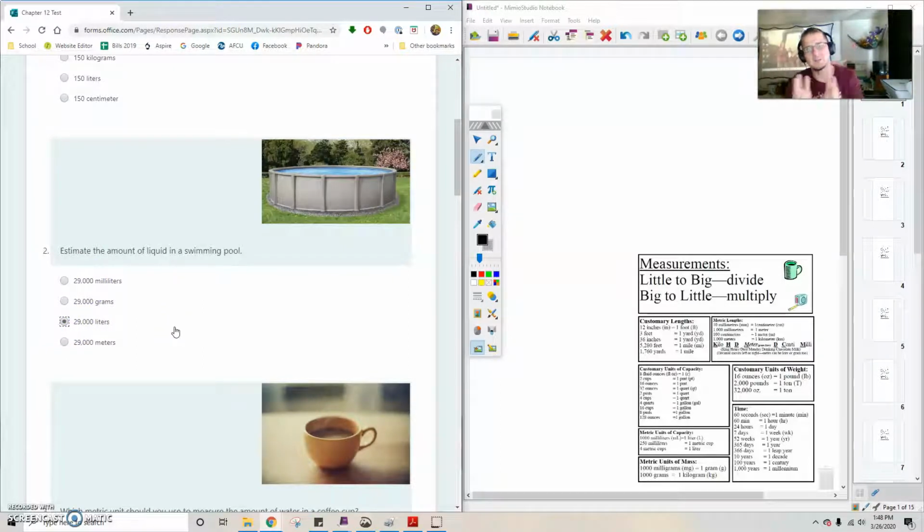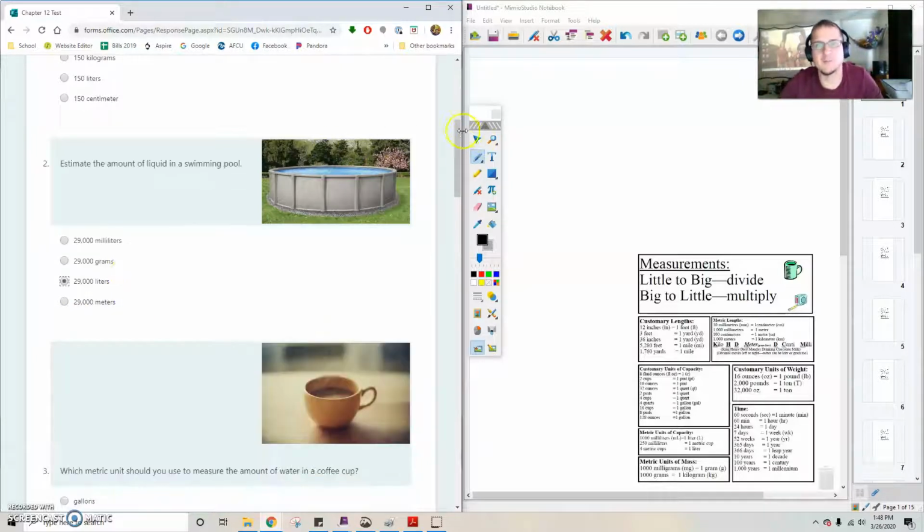Now I want you to again picture at the gas station. You've got those 3 bottles, the 20-ounce bottle, the liter's the middle one, and then the 2-liter is the bigger one. Okay, the liter bottle is the one I want you to picture. 29,000 milliliters is only going to be 29 of those bottles. Now, while that might seem like a lot to drink, that's not going to fill up a swimming pool very well. So this is going to have to be 29,000 liters.